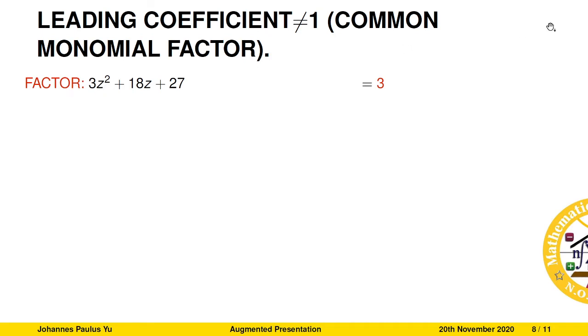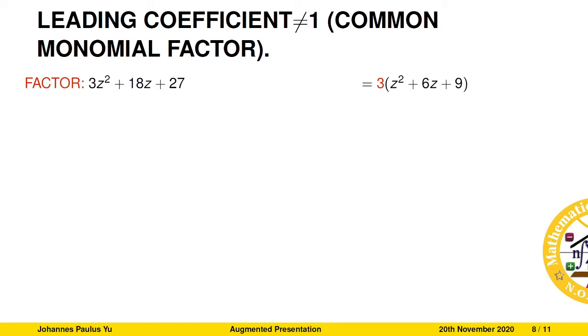And then we undistribute. If we take 3 from 3z squared, z squared remains. And if we take 3 from 18z, 6z remains. Or simply we divide: 3z squared divided by 3 is z squared, positive 18z divided by 3 is 6z, and last is positive 9 because 27 divided by 3 is 9. Now, notice inside this parenthesis, this is now already a perfect square trinomial.